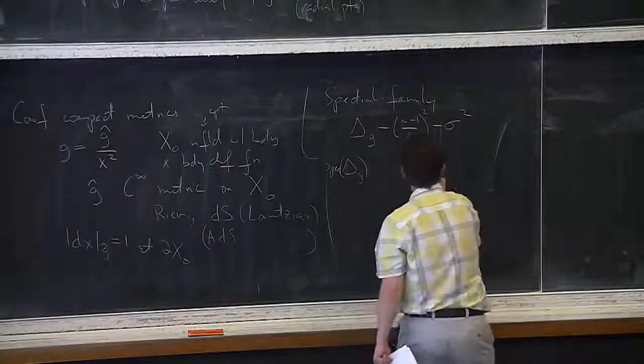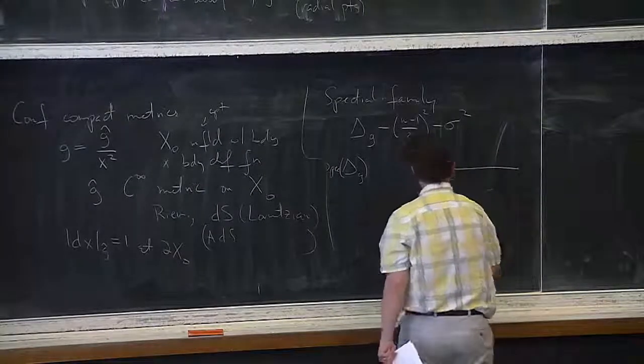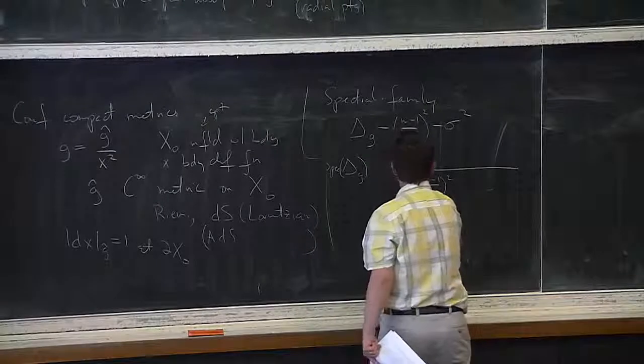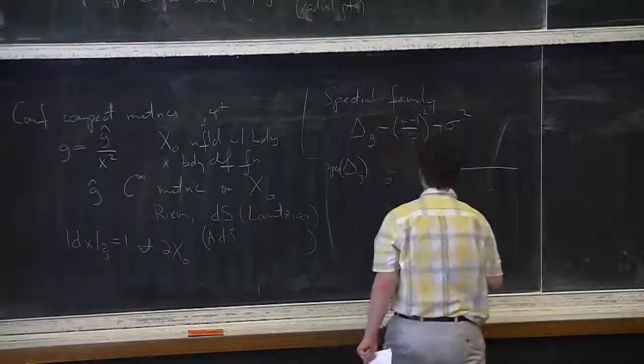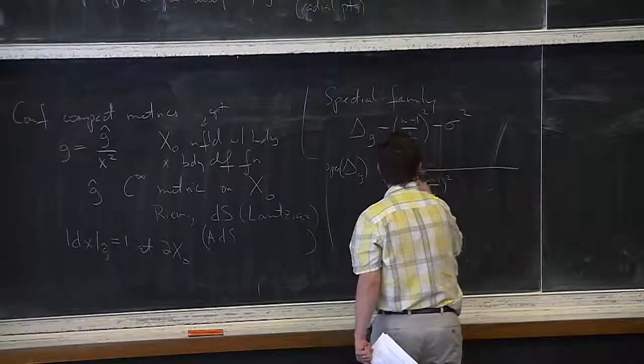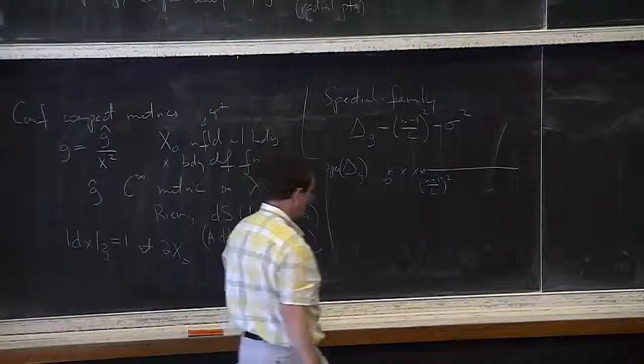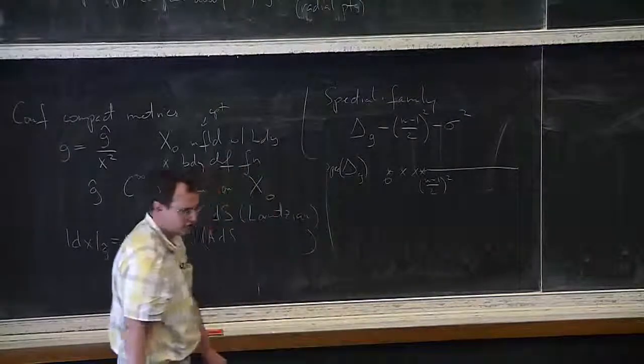So the spectrum of this is going to look like this: (n-1)/2 squared, and here's 0. It's of course a non-negative operator. What can happen is that it has finitely many eigenvalues below the continuous spectrum.